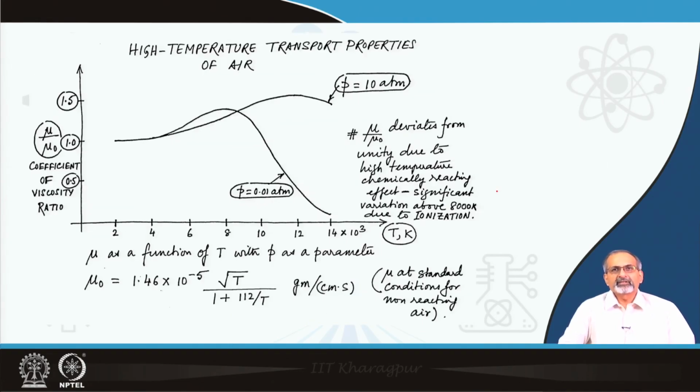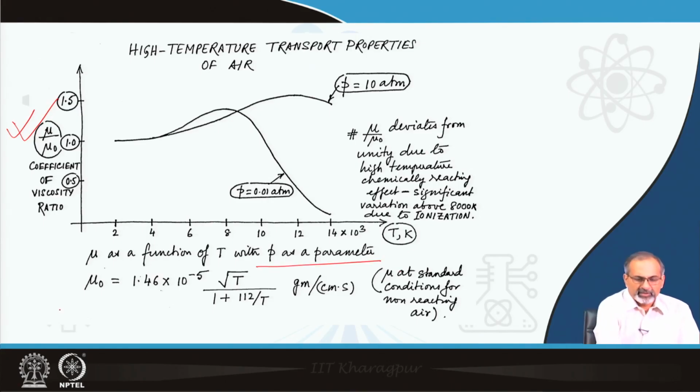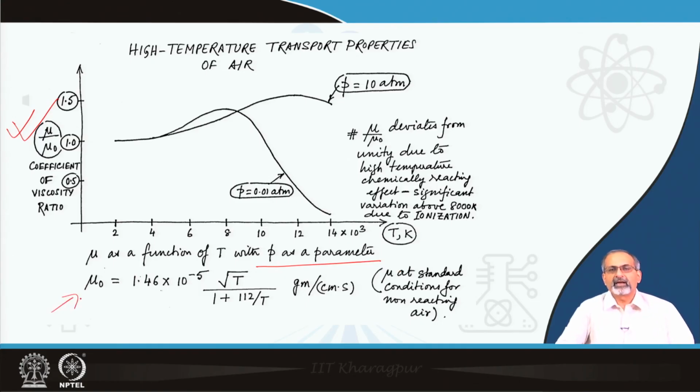When we look at high temperature transport properties of air, these considerations are indeed met, and therefore, you will soon see the application of k_T. Here we are looking at how the viscosity coefficient varies as a function of temperature with pressure as a parameter, where you have a reference value of mu, which is at standard conditions for non-reacting air given by the expression below with units gram per centimeter second, where T is of course the absolute temperature.